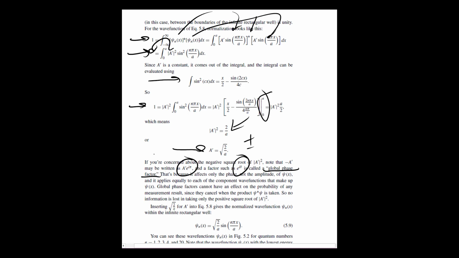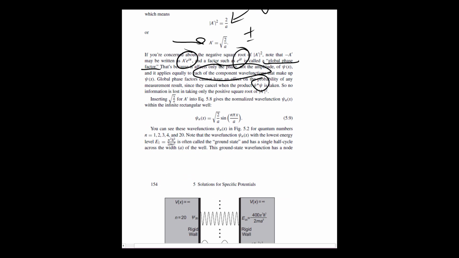And since global phase factors apply to each of the component waveforms that make up psi of x, they have no effect on the probability because they disappear when you take psi star psi. So if we just take the positive root, we're not losing any information. That's also why we said n was a positive integer in the wave function. With the square root of 2 over a for our constant, here are our wave functions.